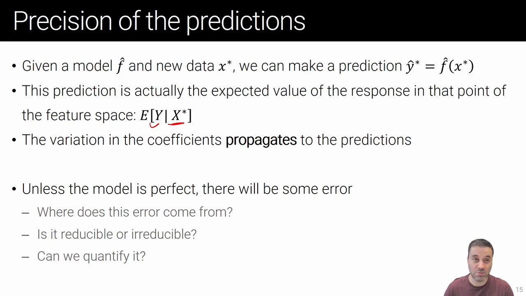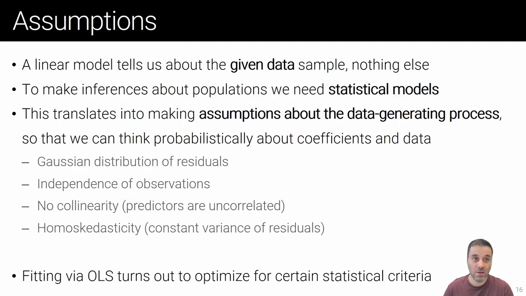Well, by introducing assumptions into the data and the model. So the linear model tells us only about the given data, nothing else. If we want to start reasoning about populations, not just samples of data, then we introduce these assumptions and we talk about statistical models. And so what kind of assumptions do we typically impose on a linear model? Well, typically these four. First of all, we assume that the distribution of the residuals is Gaussian, so they follow a normal distribution, this distribution that is symmetric around, in this case, 0.